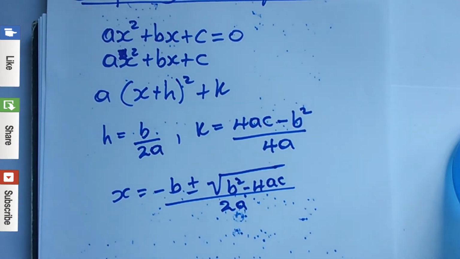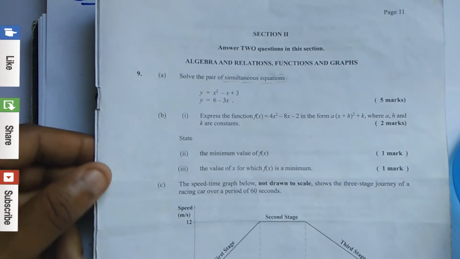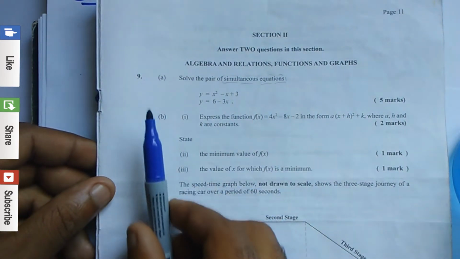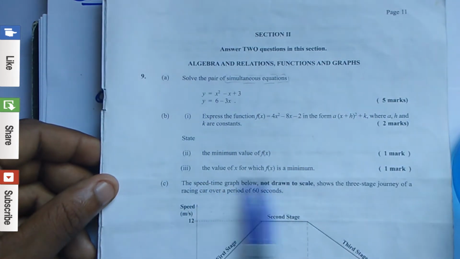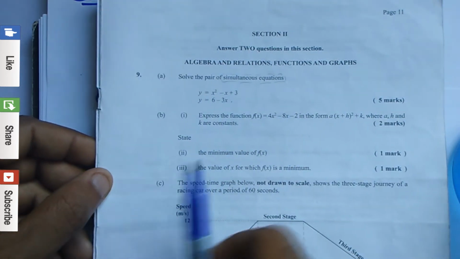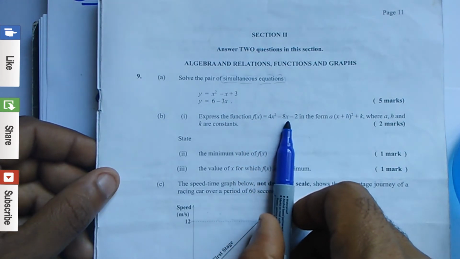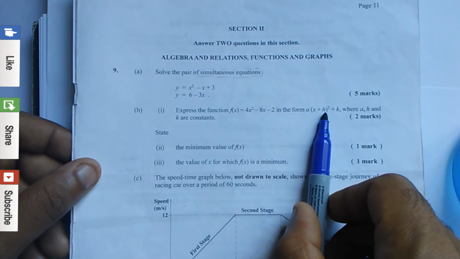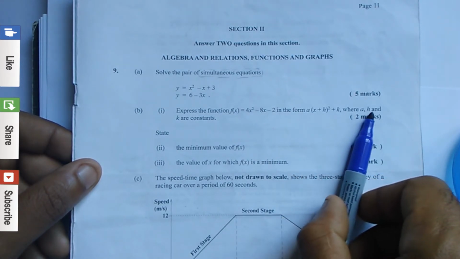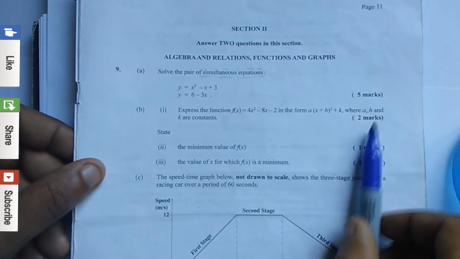So I'm just going to get into a past paper question. This is a 2011 past paper question. We're going to look at the B section right here. They said we're supposed to express f of x equal to 4x squared minus 8x minus 2 in the form of a bracket x plus h all squared plus k, where a, h, and k are constants. So 2 marks for that.